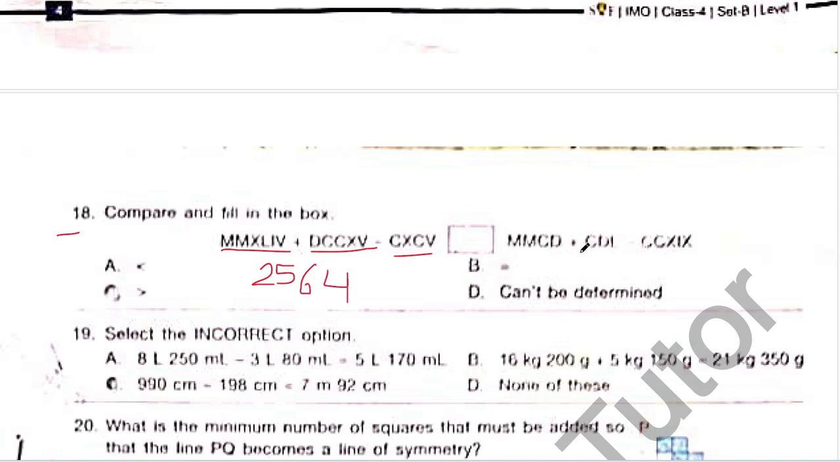The right side is MMCD, which is 2400, then CDL, that is 450, and CCXIX, that is 219. So if we add and subtract all this, we'll get the value as 2631. So this means the right hand side is having a bigger number. So this is option A here.